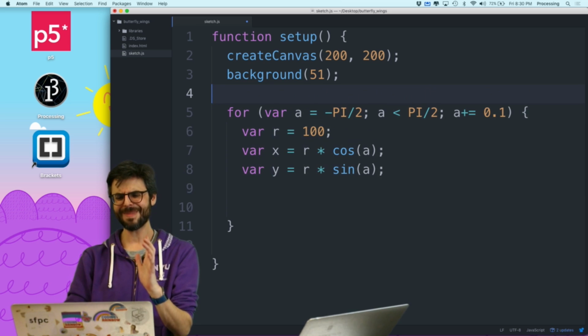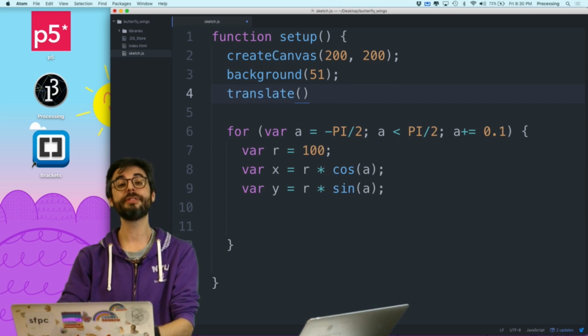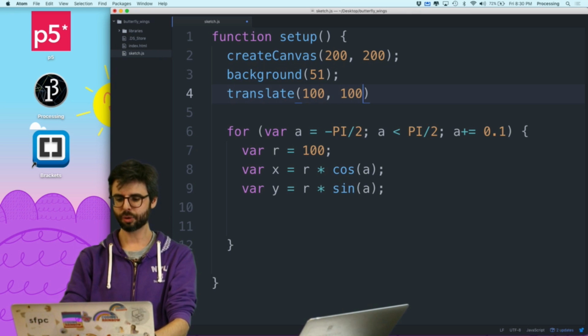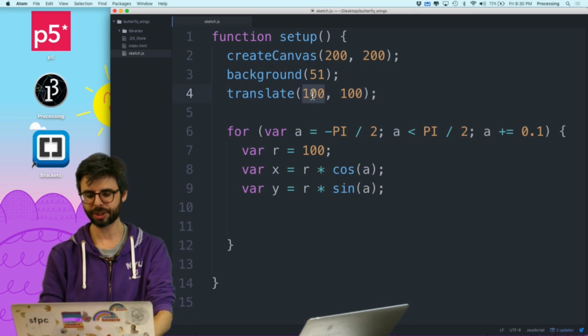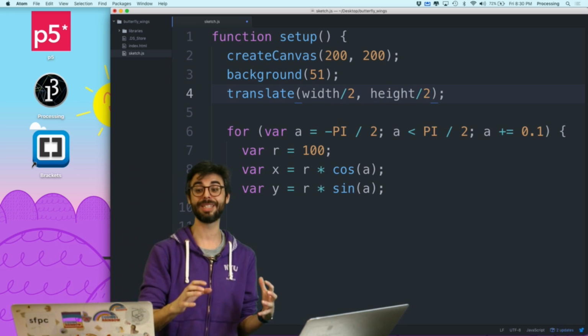Then what I want to do, and I guess what I'll do, is use the translate function to offset everything from the center. Translate 100, 100, and I probably should say width divided by 2 and height divided by 2. So everything is relative to the center.